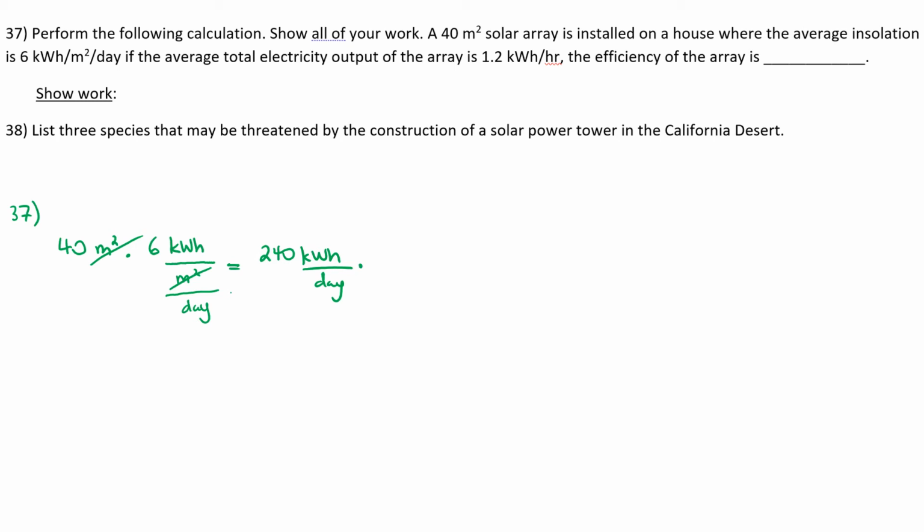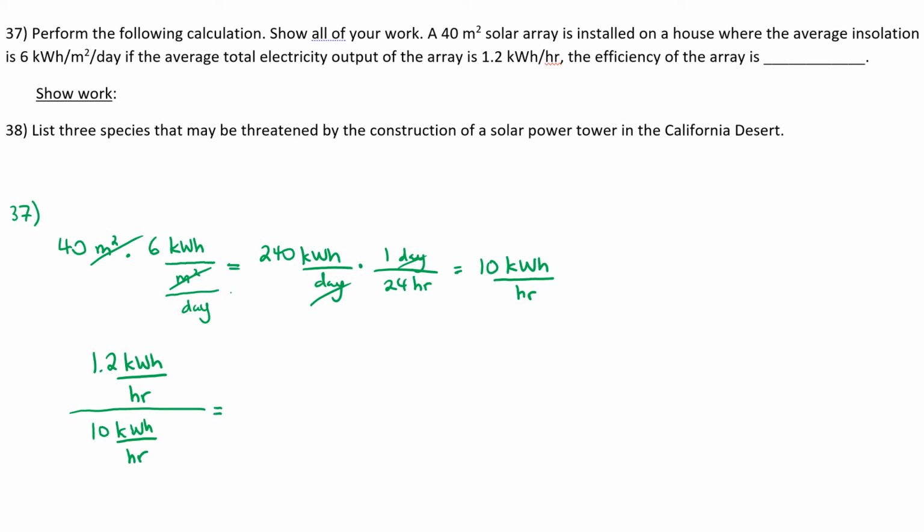And I can take this per day and change it into hours. Okay, so we have 1 day, 24 hours. Day cancel out, essentially dividing it and get 10 kilowatt hour per hour. So now I can take my kilowatt hour and divide it. So 1.2 kilowatt hour per hour, and I divide it by 10 kilowatt hour per hour to get the efficiency is 0.12. Change it into percent, 12%.